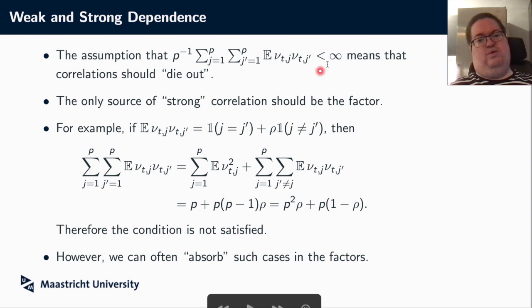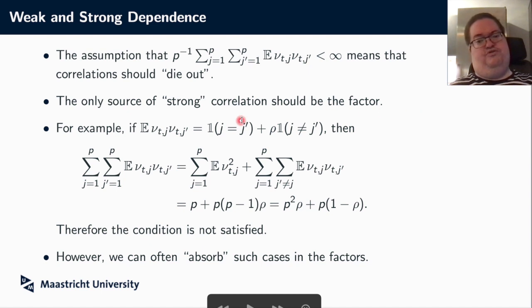So what we have is that the factor should absorb all strong correlations. So correlations that don't die out if you move further away between series, in whatever way we define further away, because obviously there's no natural ordering of variables. But the only source of strong correlation that persists throughout the system should be the factor.